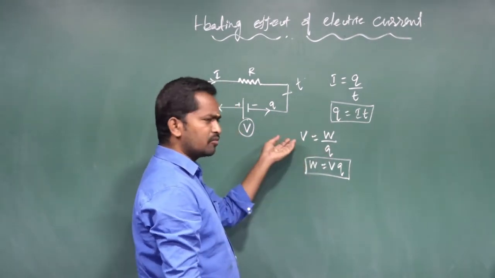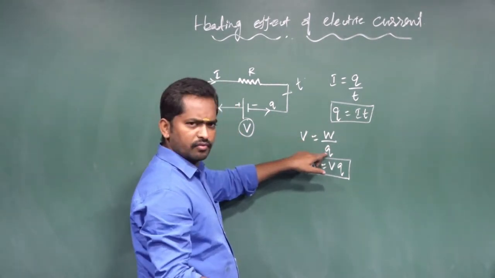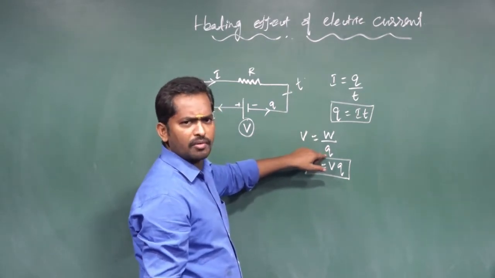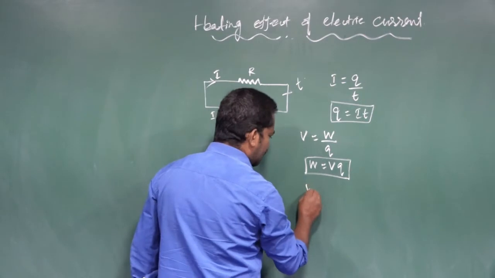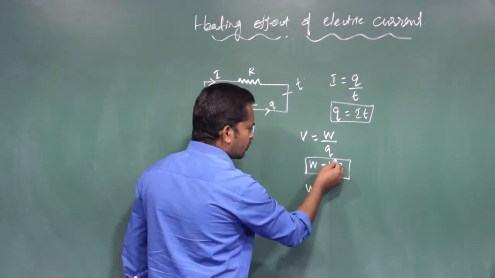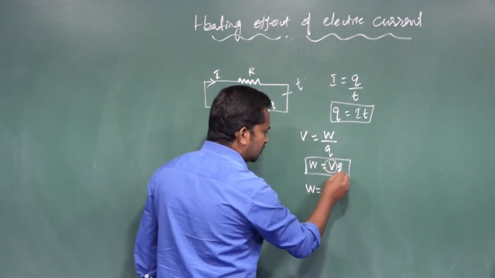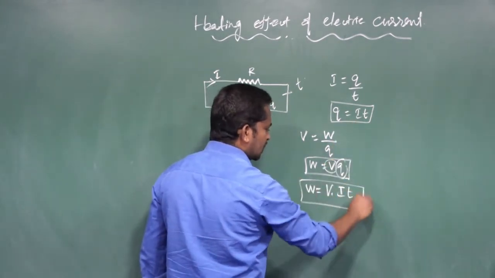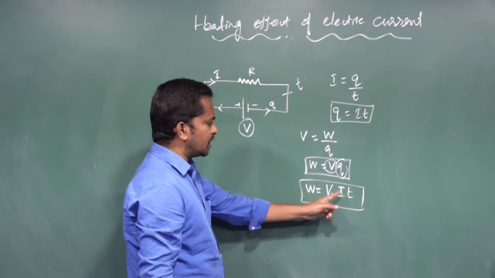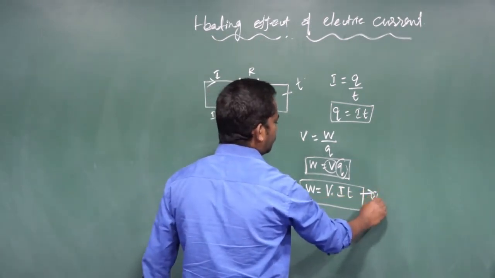The work done is equal to the potential difference when a unit positive charge moves from one point to another. So work done is equal to V into Q, and Q is equal to I into T. So this work done is equal to V I T. This is equation number 1.